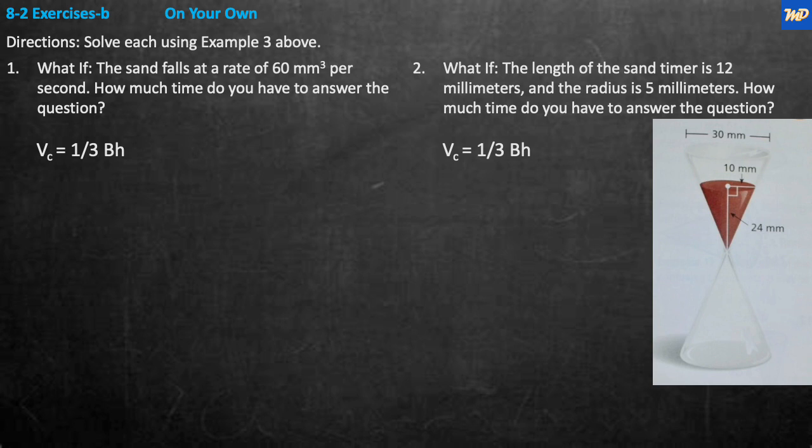Okay, exercises B on your own. Solve each from example 3 above. What if the sand falls at a rate of 60 millimeters cubed per second? How much time do you have to answer the question, before the timer runs out? And the other question is, what if the length of the sand timer is 12 millimeters and the radius is 5 millimeters? So we're going to change a couple items. How much time do you have to answer the question?